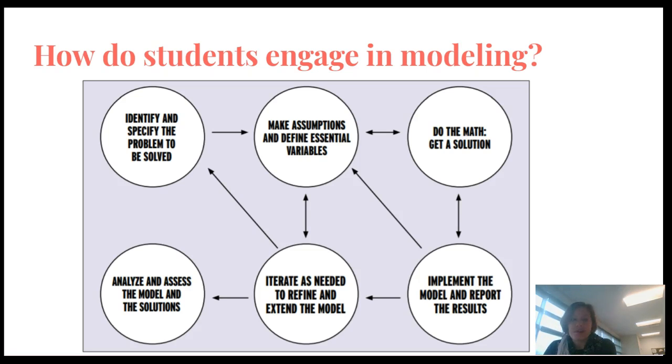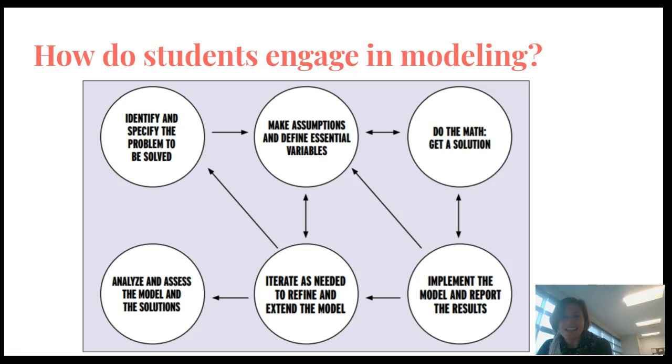So here's a framework that we've got. So students are identifying and specifying a problem, they make some assumptions, they're doing the math, and then you can see that this is an iterative process where they're going back. They might need to make new assumptions. They might need to go back and re-identify the problem. Maybe they don't understand that. So this gets super messy super quickly.